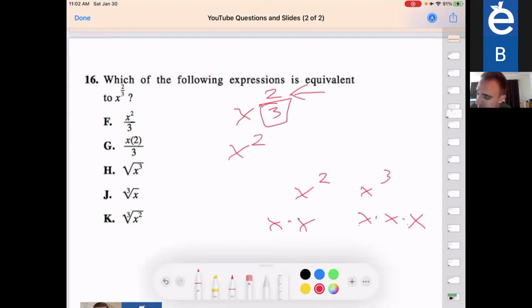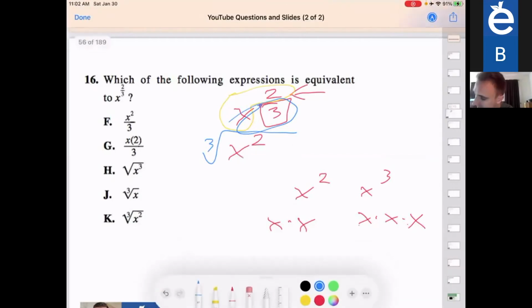I can rewrite this just as my x squared term, holding on to what's in here. And now I can bring down this x to the third term. I'm going to write that 3 in here. So I'm taking the cubic root of x squared. That's just a rewriting really of this form.